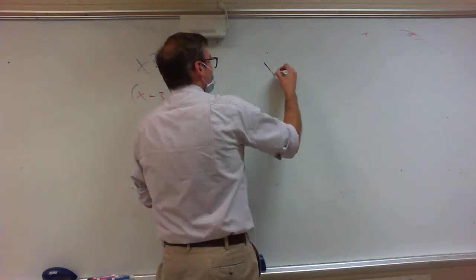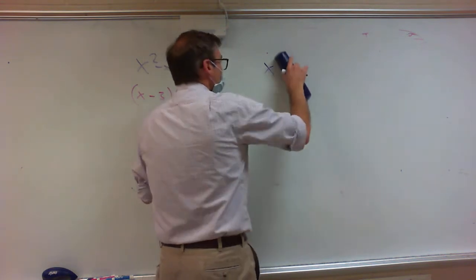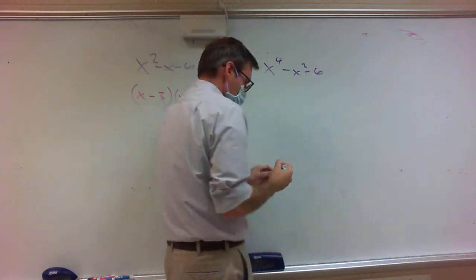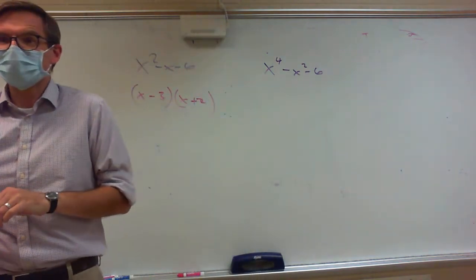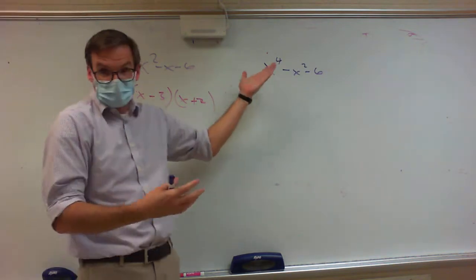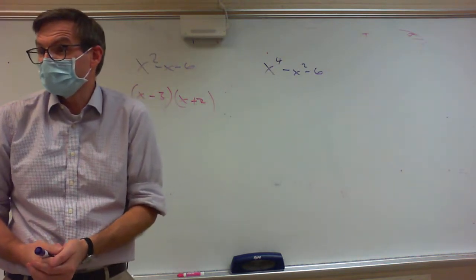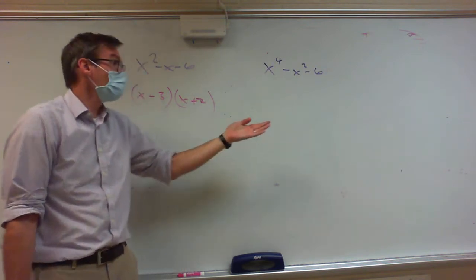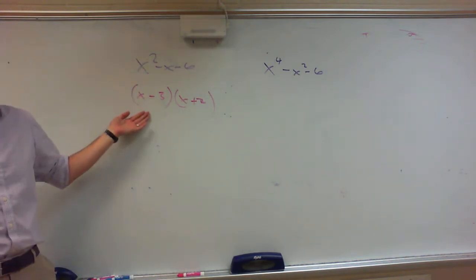But what if I gave you something that looked like x to the fourth minus x squared minus 6? Is this quadratic? No, it's not quadratic. See, quadratic is degree 2. This is degree 4, so it's clearly not quadratic, right? But you can factor this the same way you factor this, right?